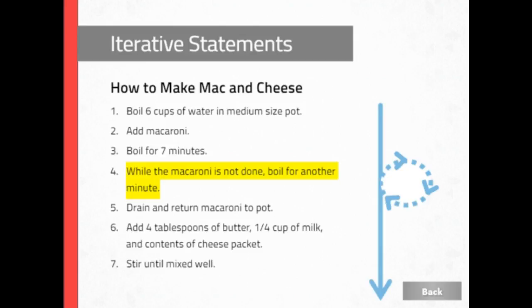While it's not done, we boil it for another minute and test again. If it's still not done, we boil it for another minute. We continue testing and boiling it for another minute until it is done. Once the macaroni is done, which could be after just 7 minutes, we complete the remaining steps in the algorithm.